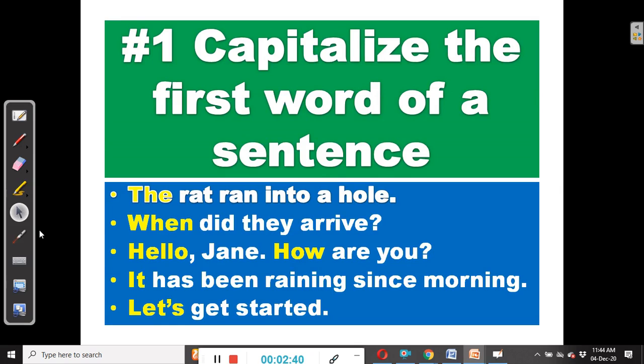For example, the rat ran into a hole. You will observe that the first word there is the, and it is capitalized. It begins with the capital letter T. And then the second example, when did they arrive? The first word here is capitalized, and that is when, beginning with the capital letter W. Then the next example is hello, Jen. Of course, you see hello is capitalized here.